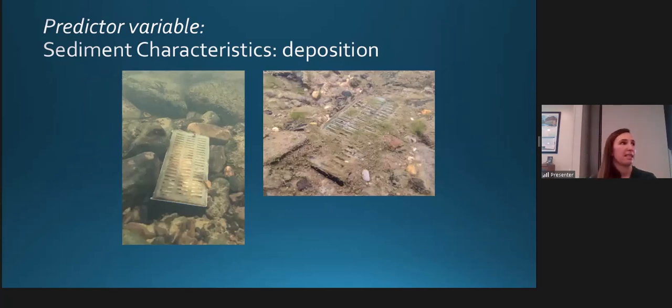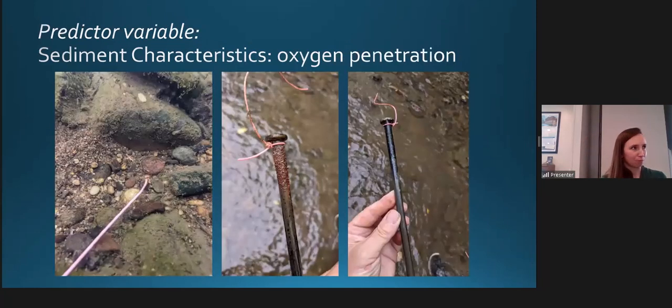We're also characterizing sediment deposition rate using these cool devices. And we're also characterizing oxygen penetration. This is because it's thought that the fine sediment clogs all the benthos and reduces oxygen penetration. And it's a really easy thing to collect.